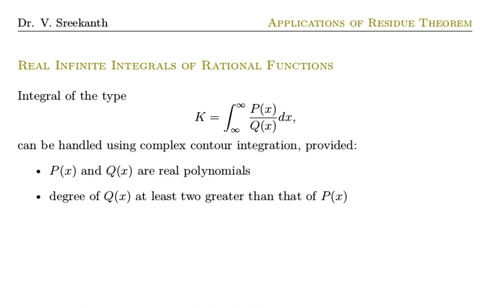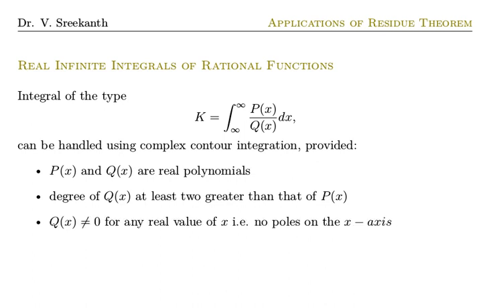Another condition is also needed, which is that for any real value of x, q(x) won't be 0. If you are writing this integral and finding the poles, you have to write q(x) equal to 0, right? That should not give you a pole which lies on the x-axis. So if these three conditions are met, we can handle any real integral of this sort using complex integration, using the residue theorem.